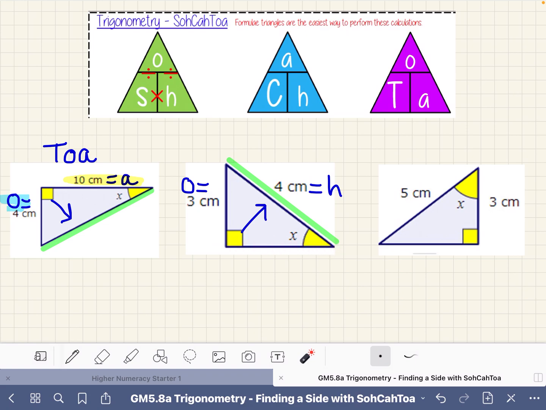We look now to see what uses O and H. We can see that the opposite side is used in the sine triangle and the tan triangle. The hypotenuse is used in the sine triangle and the cos triangle. The only triangle to use 2 of these sides is this sine triangle, which means to work with this here, we would use SoH.